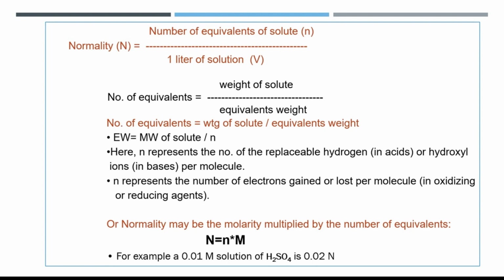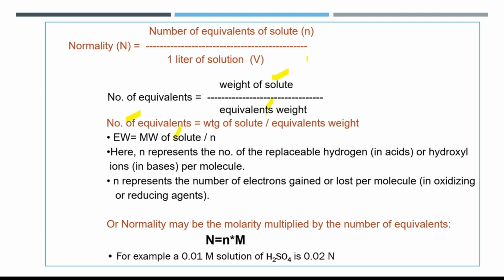So number of equivalent weights divided by 1 liter of solution means if you are dissolving the number of equivalent weights in 1 liter of solution, you will get the one normal solution. Now what do you mean by the number of equivalents of solute? Number of equivalents is equal to the weight of your solute divided by the equivalent weight. The equivalent weight is the molecular weight of the solute divided by N. Understood? Normality is the number of equivalents of solute in 1 liter.